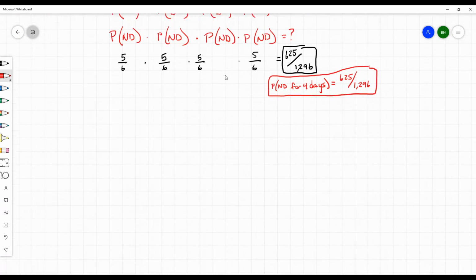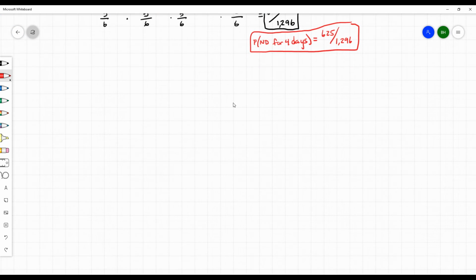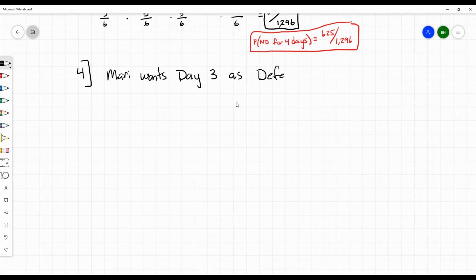So far, we've been using the product rule. We've just been multiplying because we want all the events to happen in sequence. We want them all to be true. We're looking at just one branch at a time. But now, number 4, we're going to be coming into another type of problem that we need to think about. On the 3rd day of the unit, the class is going to act out a case which Mari really wants to do. She wants to be part of that role. So Mari wants day 3 as defense, and then not defense every other day.